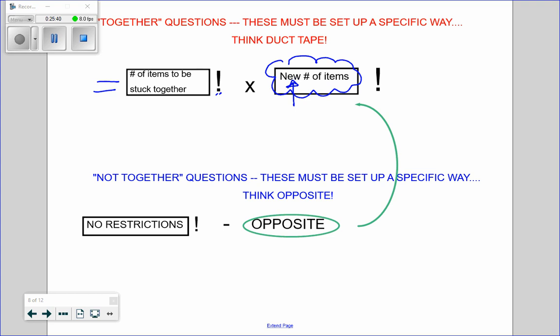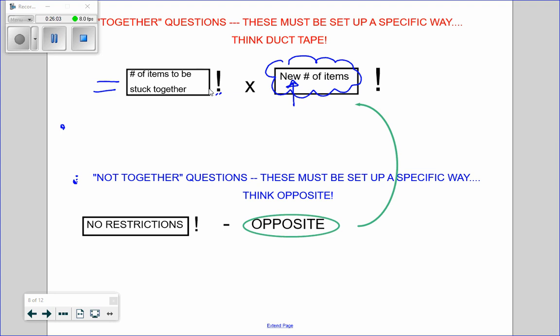Technically on the diploma, I did not see any of these not together questions, but they are technically fair game. This is more a 30-1 concept, whereas this is both 30-1 and 30-2. This is a memorization game.